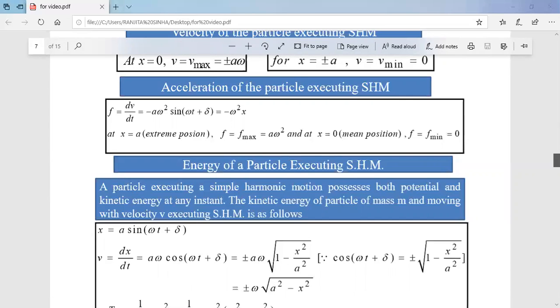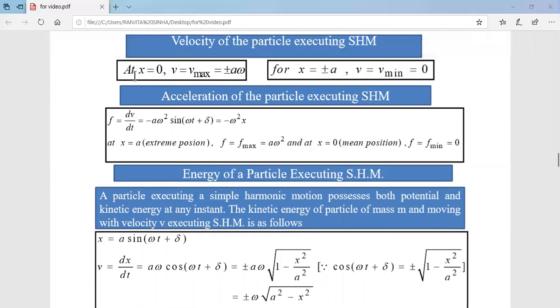So now come here. At x equal to 0, v equal to v max, that is plus minus a omega. If we put x equal to 0, then it is root over a square, so a, so plus minus a omega. So the velocity is plus minus a omega. This is v max. At x equal to 0, v becomes v max. And if we put x equal to plus minus a, then we are getting the velocity equal to 0. So v equal to v minimum equal to 0. So for extreme position, that is x equal to plus minus a, we are getting the minimum velocity, and equally at mean position at x equal to 0, we are getting maximum velocity.